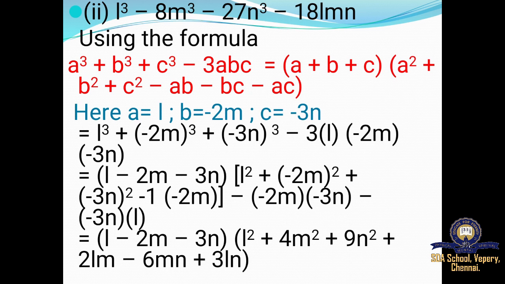Then what happens in the next step? I substitute in the right hand side of the identity. So I'll get L minus 2m minus 3n into L square plus, what is my B? I have taken B as minus 2m, so I have written down the bracket. If I read without the bracket, the meaning changes. So within the bracket I have to write minus 2m the whole square plus minus 3n the whole square minus L into minus 2m. Then minus of minus 2m into minus 3n minus of minus 3n into L. Then I simply open up the bracket and I get the answer. Yes, students.